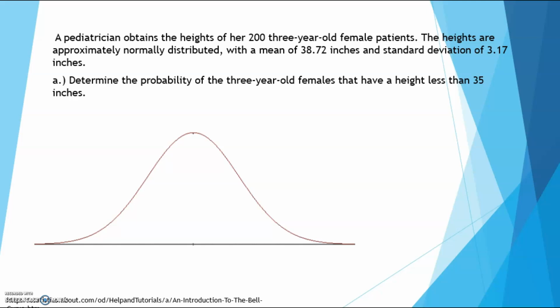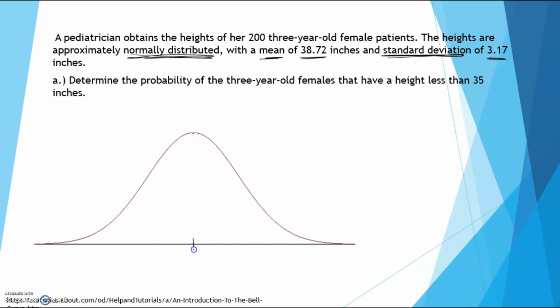Okay, so first question. A pediatrician obtains the heights of her 3-year-old female patients. The heights are approximately normally distributed, with a mean of 38.72 inches and a standard deviation of 3.17 inches. Determine the probability of a 3-year-old female having a height less than 35 inches.